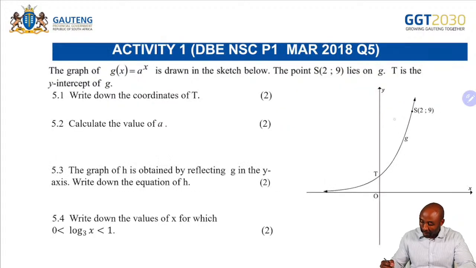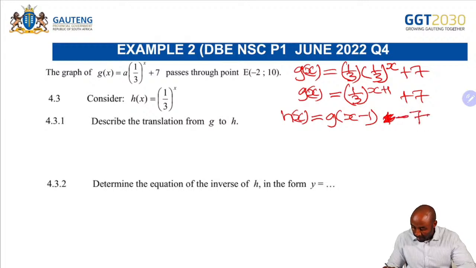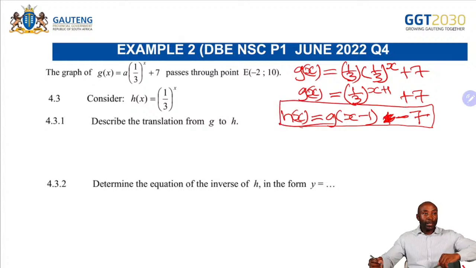So this will be g of x minus 1, and here instead of having plus 7, we'll have minus 7, so that if I have 7 minus 7, I'll get the 0 there. So this is the rule that will make us get our h of x.